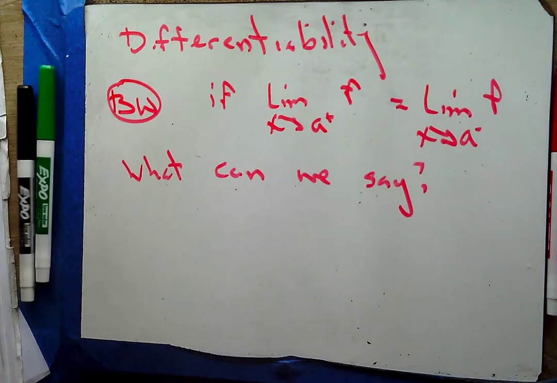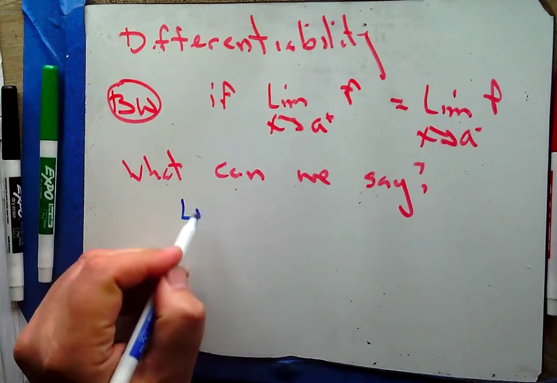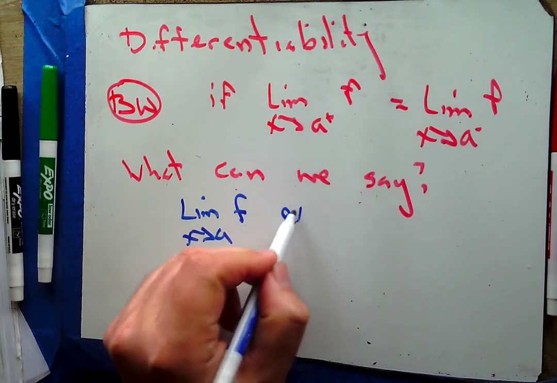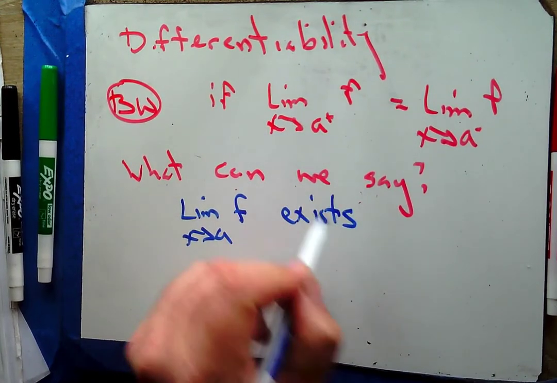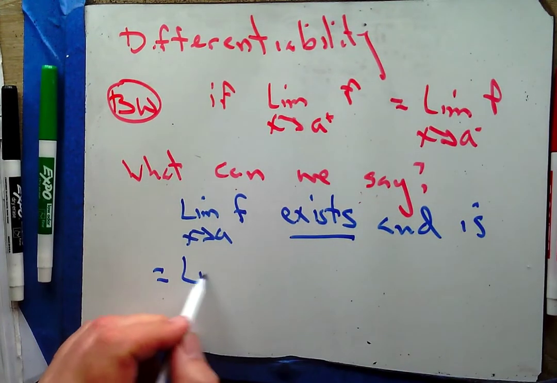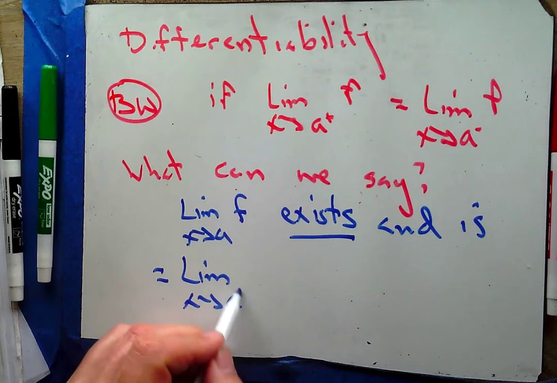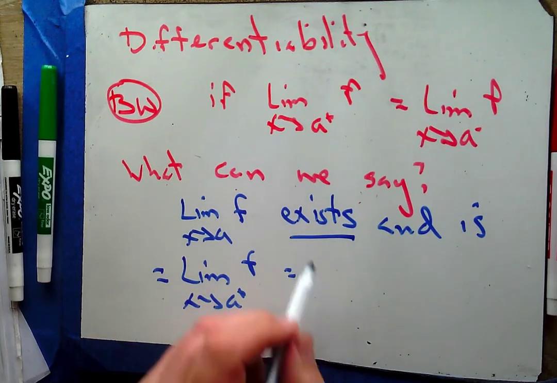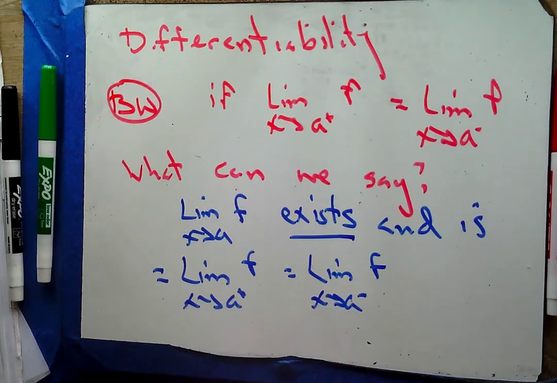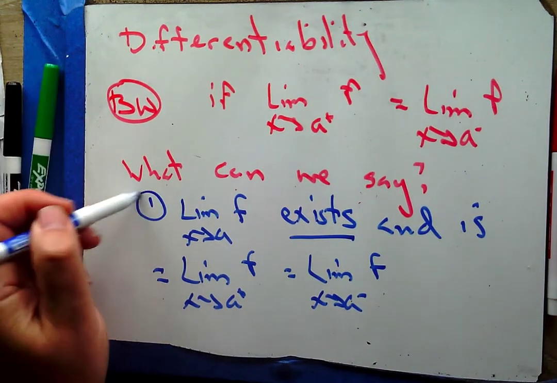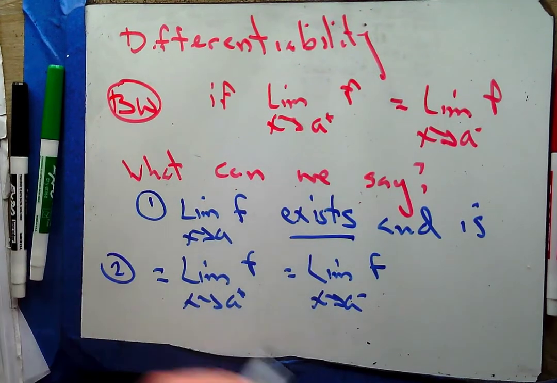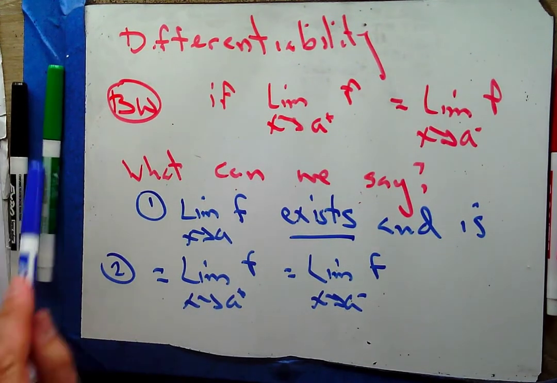Well, because of this statement, we know that the limit as x approaches a of f exists and is equal to the limit as x approaches a from the positive, which is equal to the limit as x approaches a from the negative. So, 1, we know existence. 2, we know it has the same value as those two limits.